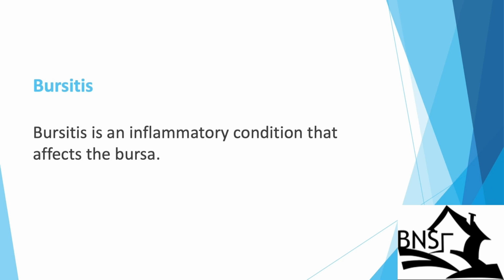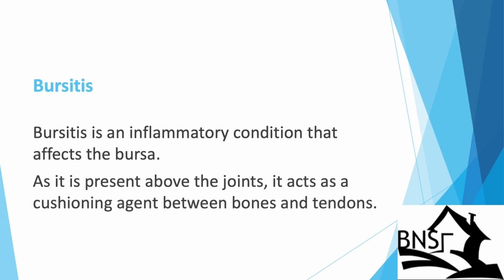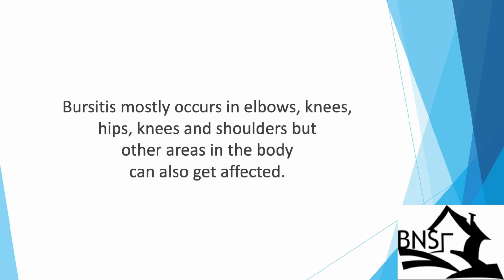The bursa is a sac that is filled with fluid present between the skin and the joints. As it is present above the joints, it acts as a cushioning agent between bones and tendons. Common symptoms associated with bursitis are swelling and tenderness. Bursitis mostly occurs in elbows, knees, hips, and shoulders, but other areas in the body can also get affected.